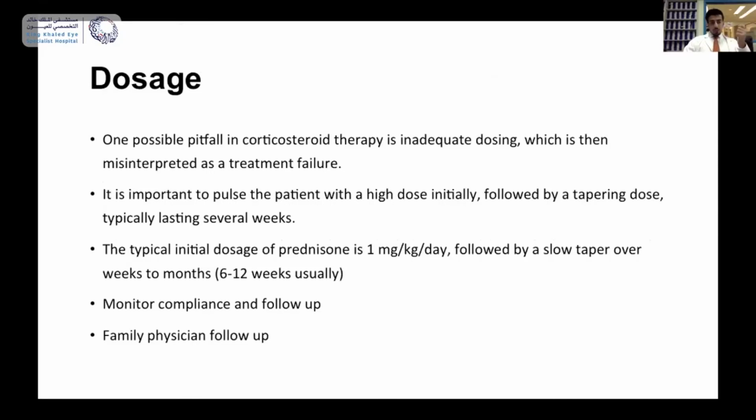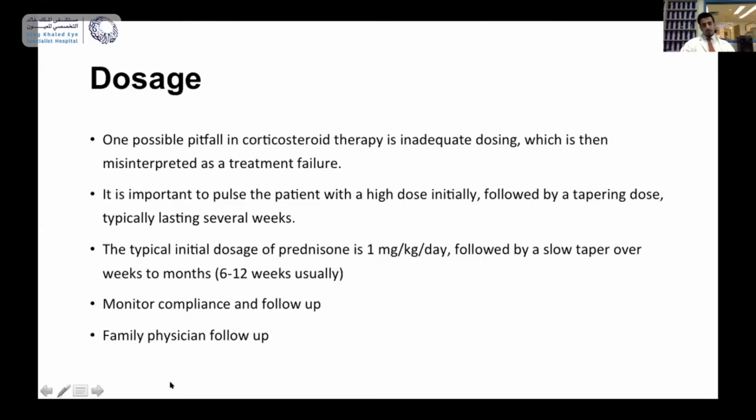How do you give the dose? One possible problem with corticosteroid treatment is inappropriate dosing, where you're not giving enough treatment, which might be interpreted as a treatment failure. So once you see the patient, it's important that you pulse the patient with a very high dose initially, followed by a tapering dose over several weeks to months, usually between 6 to 12 weeks. In our institute, we do it over 2 to 3 months. We start with 1 milligram per kg per day, and then we taper it.